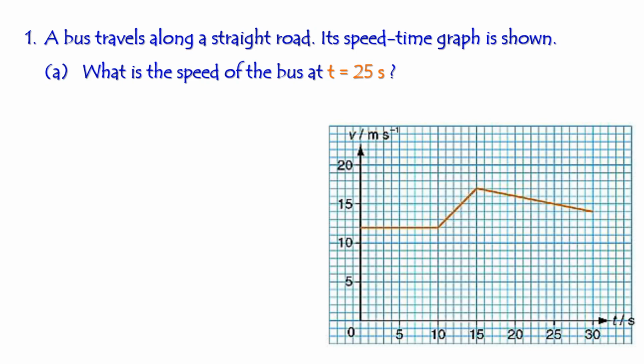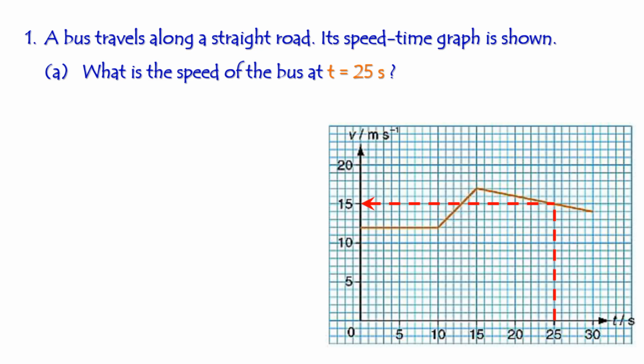Okay, firstly, question 1. Question 1 gives you the speed-time graph of a bus which travels along a straight road. For part A, you have to find out the speed of the bus at t equals 25 seconds. How to do it from the graph? You can simply read the information from the graph directly.